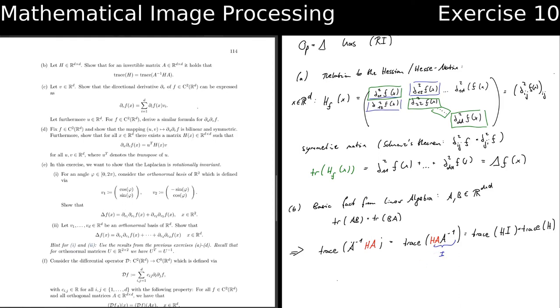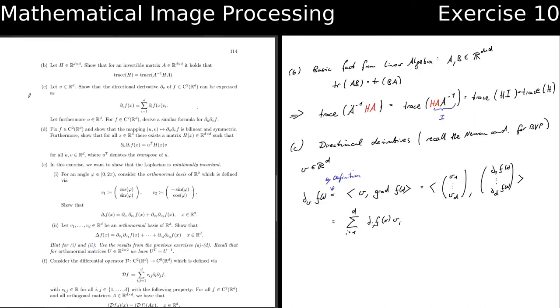I have highlighted those matrices that play the role of A or B in the above formula. Now we reorder in a way that we can multiply A with its inverse, which gives us the identity matrix, which gives us in the end that the trace of H equals the trace of A to the minus 1 HA. In problem C, we want to show a representation formula for directional derivatives.